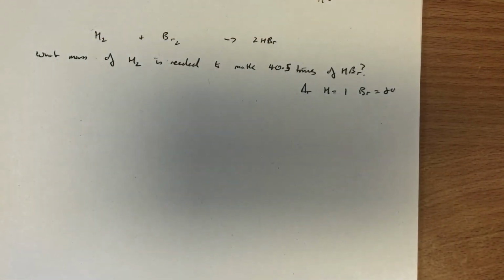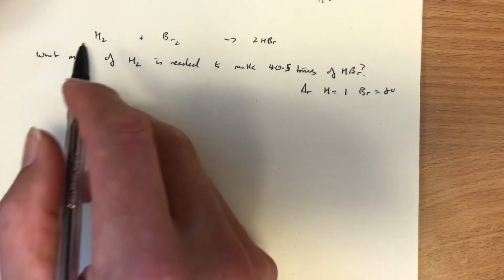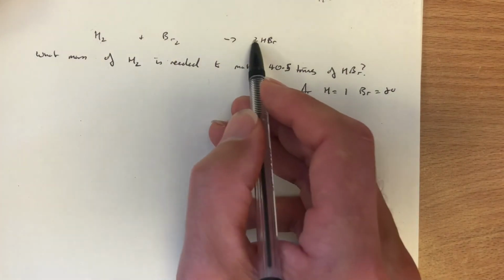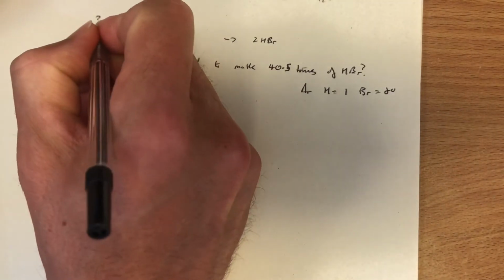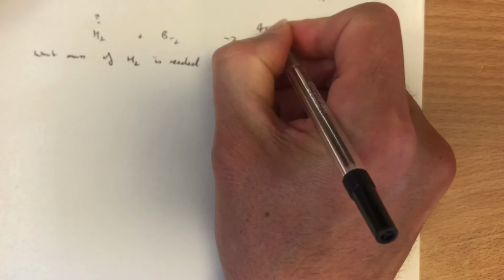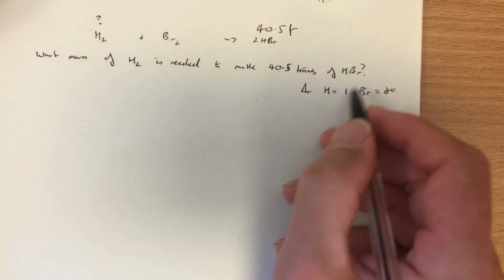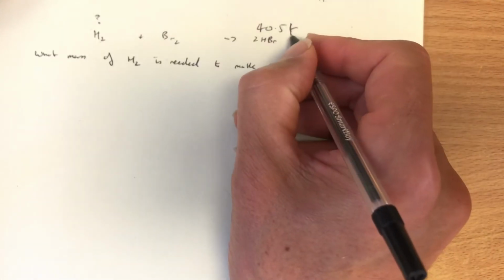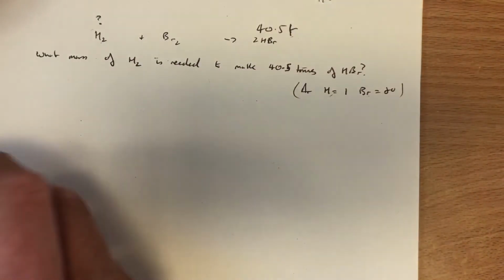So the question I'm going to do with you here is around this hydrogen and bromine equation again. So I've got the reaction equation here, H2 plus Br2 arrow 2HBr. My question is what mass of hydrogen, so I'm going to put a question mark on top of the hydrogen, is needed to make 40.5 tons, okay, of hydrogen bromide. And I've got my relative atomic masses there. Hydrogen is 1 and bromine is 80. Now the first thing here is don't get confused by the tons. Tons is just a unit of mass, so we are given a mass of hydrogen bromide.